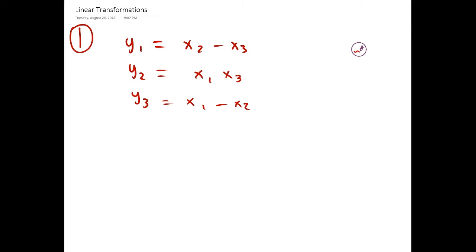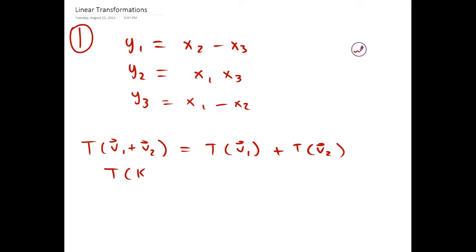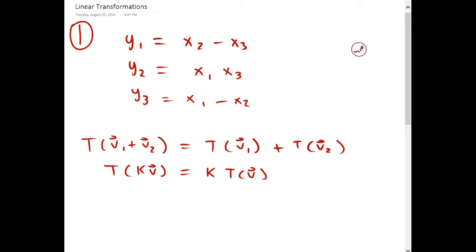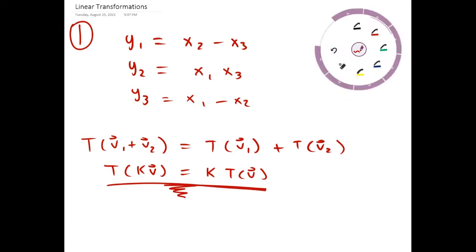So for a transformation to be linear, it needs to have the following properties. If you put two vectors into a transformation, then out should come the sum of the individual transformations of the vectors. And if you multiply a vector by a constant and put it into your transformation, it should be equal to the transformation of that vector times the constant. So we can check this property right here and see if it holds for this transformation.